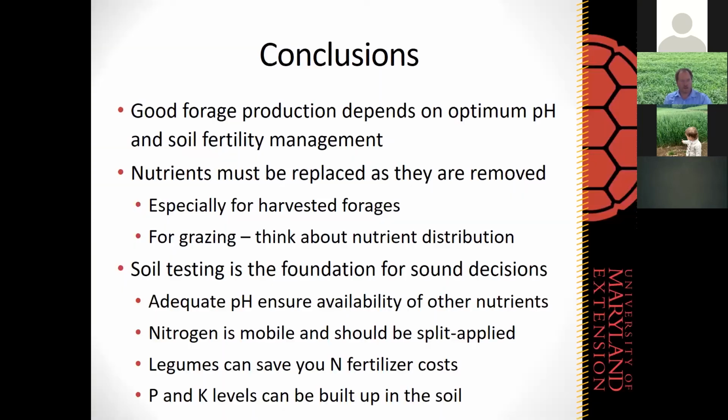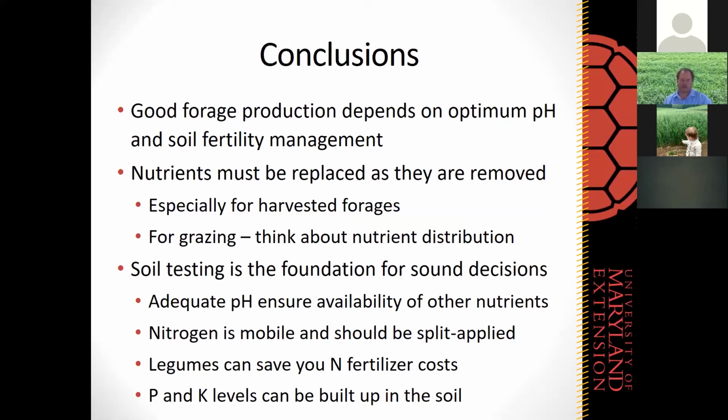I think Amanda talked about persistence. I'll just close with some quick conclusions. So good forage production is going to depend on optimal pH. You have to replace those nutrients that you are removing. And remember, with hay systems in particular, we are removing a lot of biomass, so you are removing a lot of nutrients with that. And soil testing is the foundation for good, sound decisions on what nutrients you need.